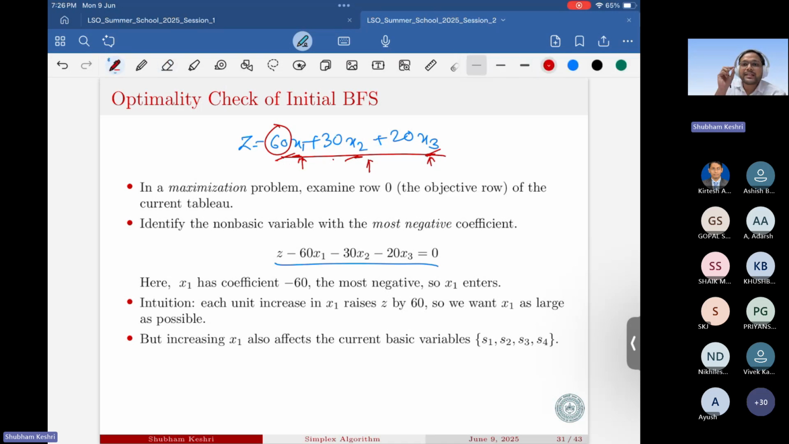So over here we will pick x1, and why are we picking it? Just a minute. We will pick x1 and we'll make it positive, because when x1 becomes positive, the objective function value will increase. Currently it is 0. So we will try to make x1 positive. Okay, so this is the idea.